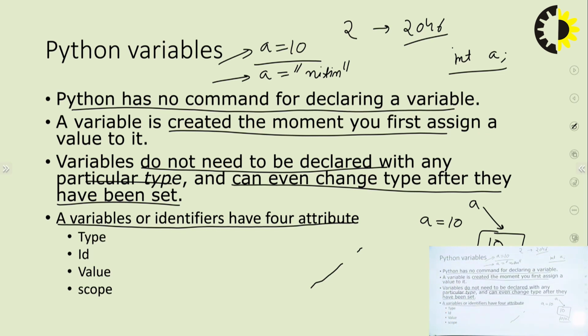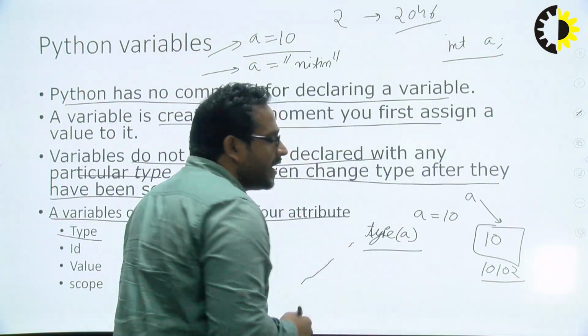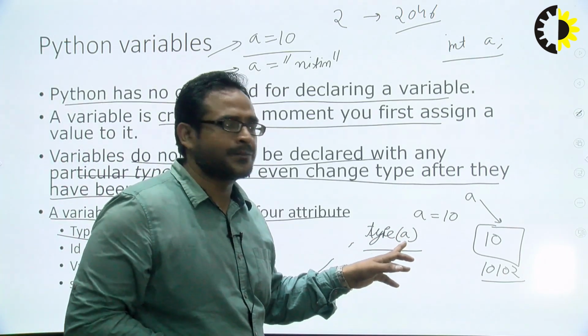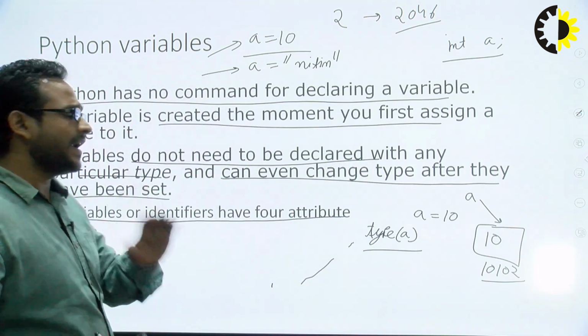So you have to understand what the first one is: type. What type of data is stored. You can check the type. There is a function in Python, type, which you can use here, type(a). It basically explains what the type of a currently is, right? So currently it has an integer type of data. So the type of a is integer.